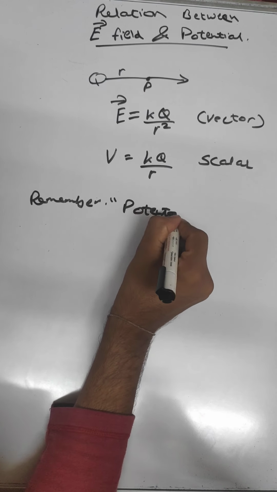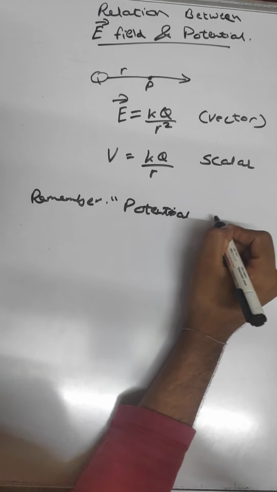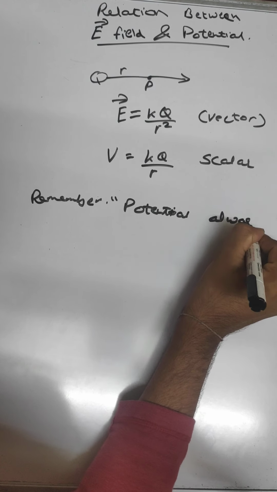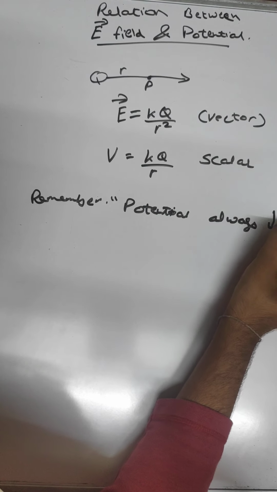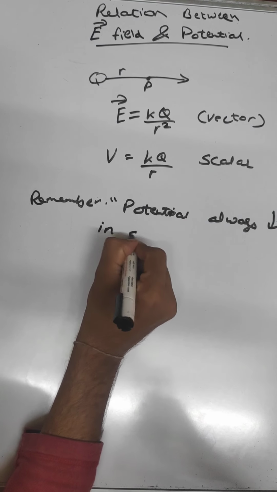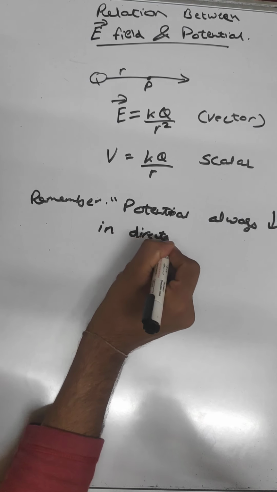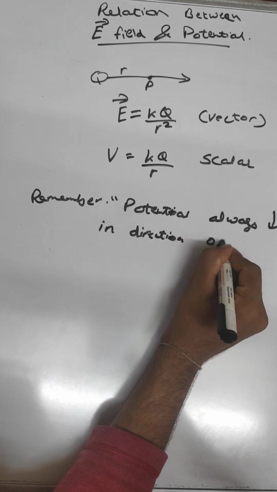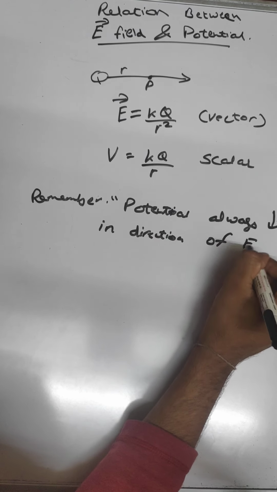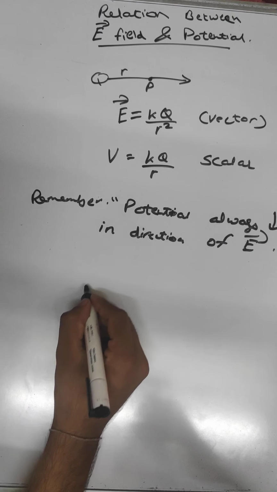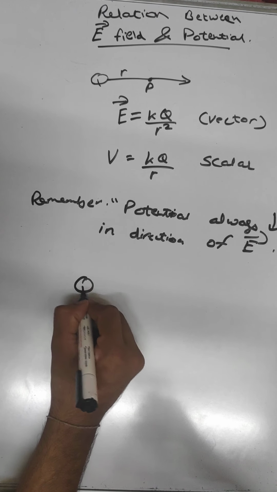Potential always decreases in direction of electric field. Okay, remember. Let us study it with an example.